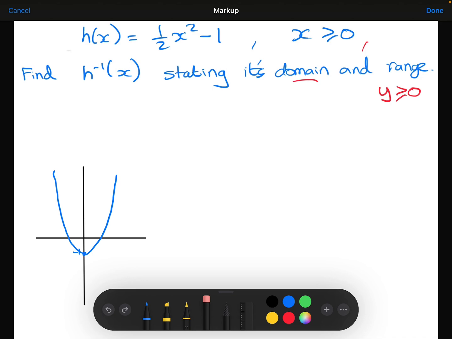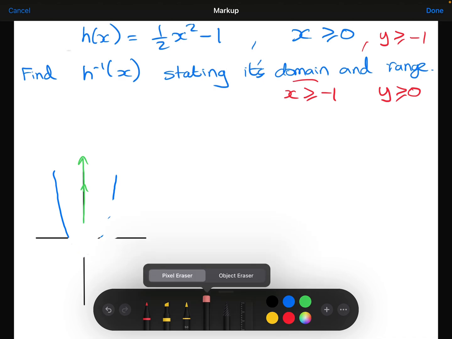So the range of this, looking at the y values, I can see that y has to be greater than or equal to minus 1. It can't be less than minus 1. It can be anything above minus 1 or equal to it. So the range of the original function was y is greater than or equal to minus 1. So therefore the domain of the inverse function will be x is greater than or equal to minus 1.